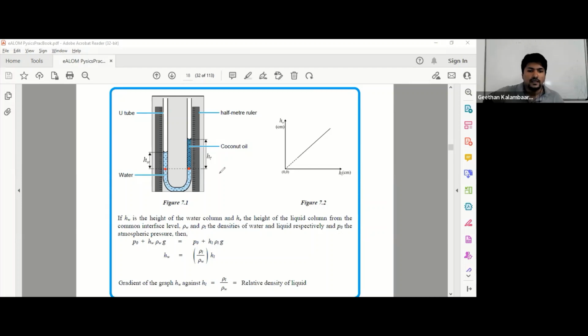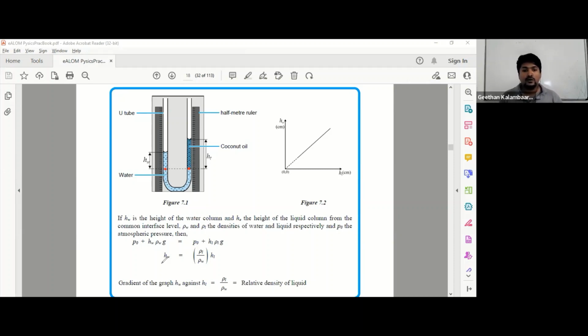P naught gets cancelled in this, so you can just equate. Now in these experiments we are drawing graphs. Here also we are drawing a graph. We don't get the value using just a one-time experiment. We are going to do the experiment several times. If you are going to draw a graph, you need at least 6 instances, because we need at least 6 points when drawing a graph.